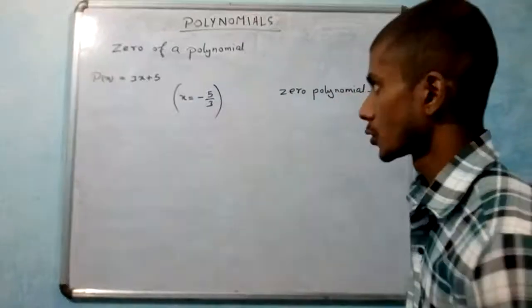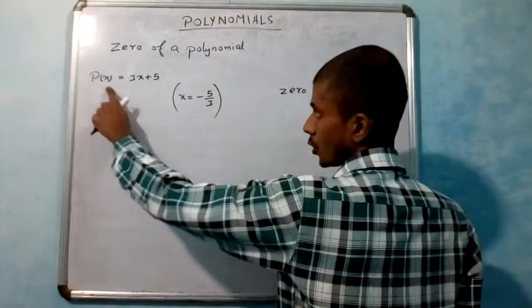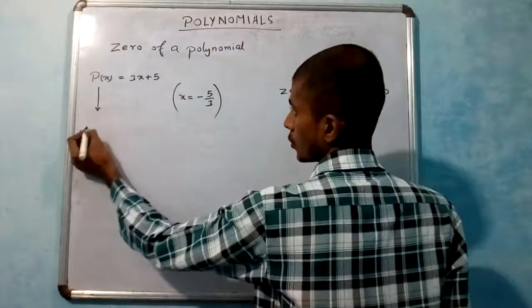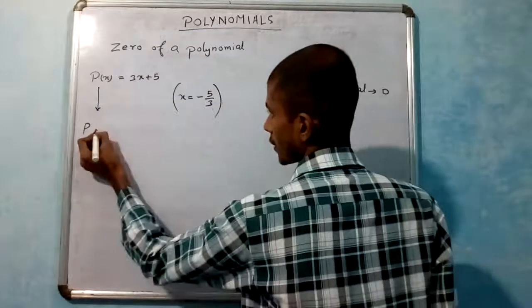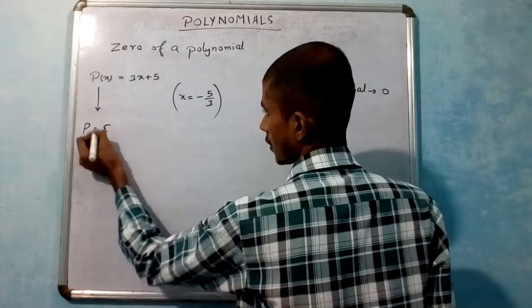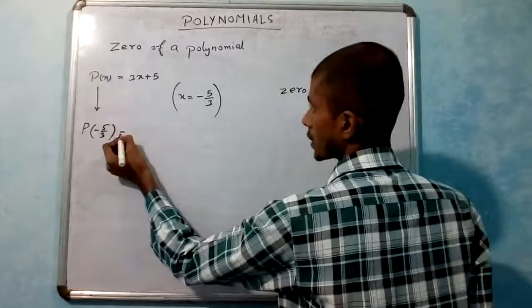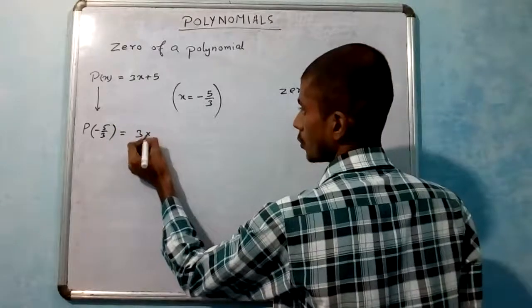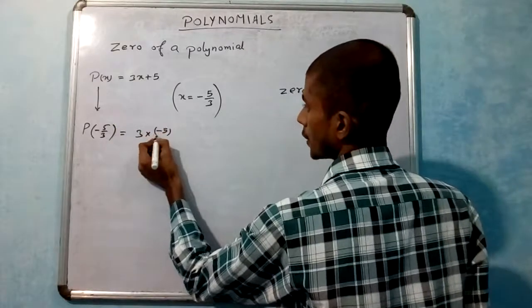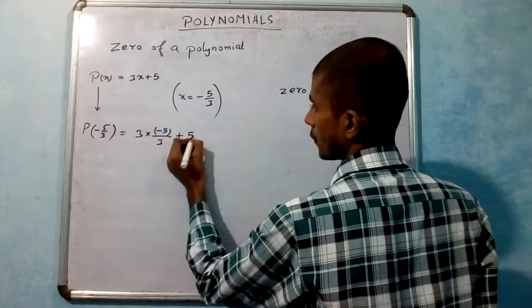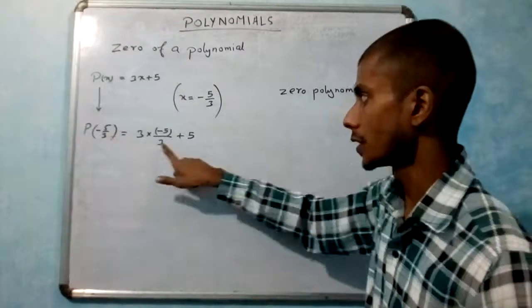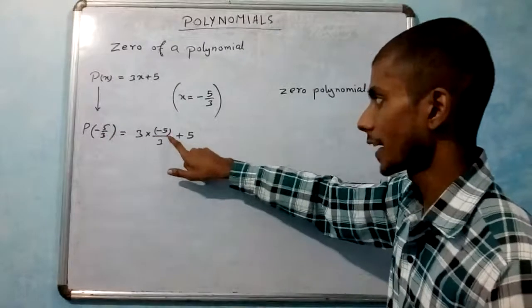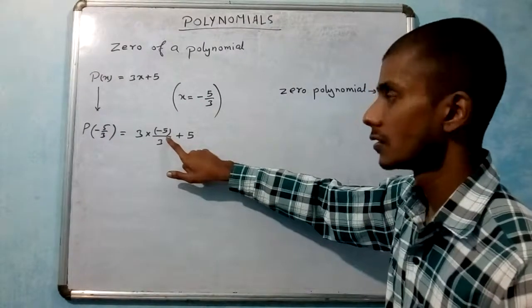So this is a polynomial p(x). So what will I check? p of minus 5 by 3, isn't it? I will check p(-5/3) = 3 into (-5/3) + 5. I substituted x as minus 5 by 3 here. Why did I put a bracket?